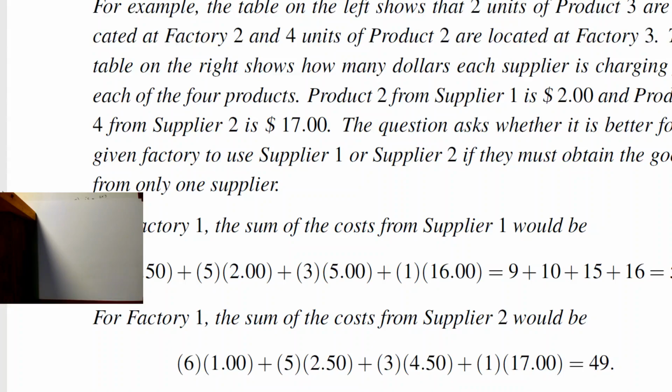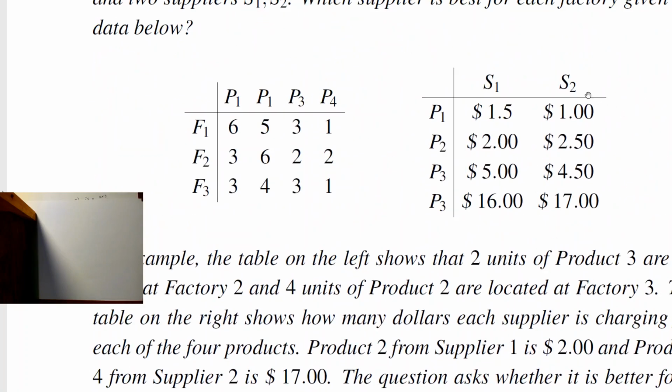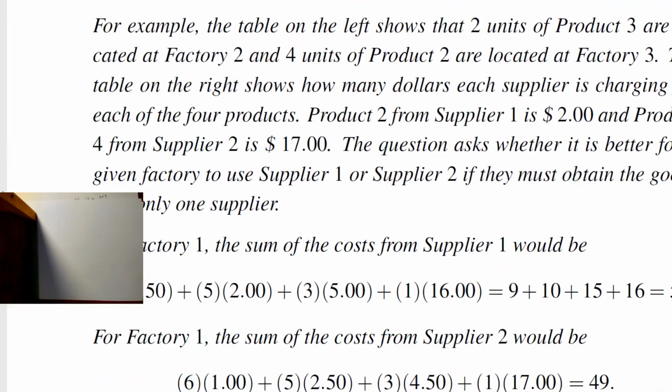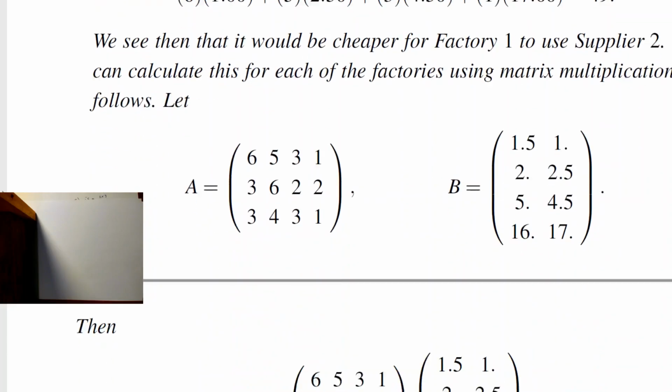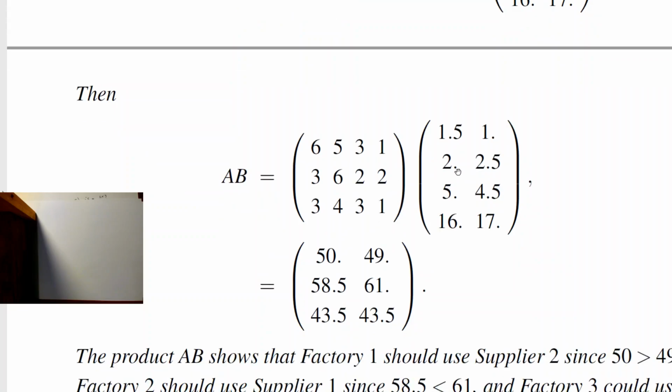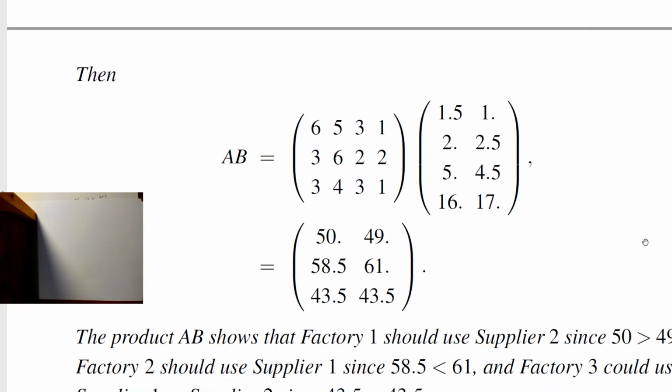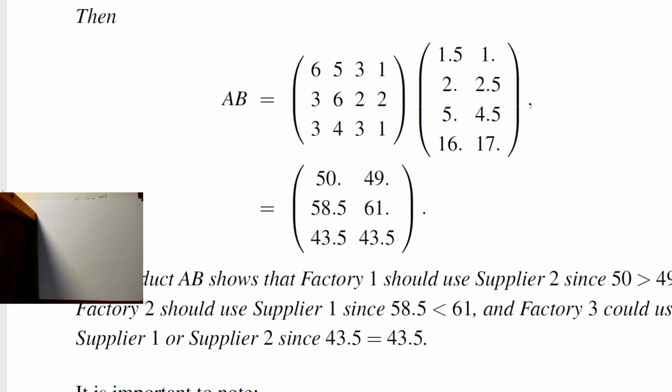Okay, so moving on to the second supplier, that would be multiplied by the second column right here. And so multiplying that out, we get 49. So in our product of the 2 matrices, we've got 50, 49, 58.5, 61, and 43.5, 43.5. So in the product, it shows that factory 1 should use supplier 2, since 50 is greater than 49, or 49 is less than 50, so the costs are less with supplier 2.